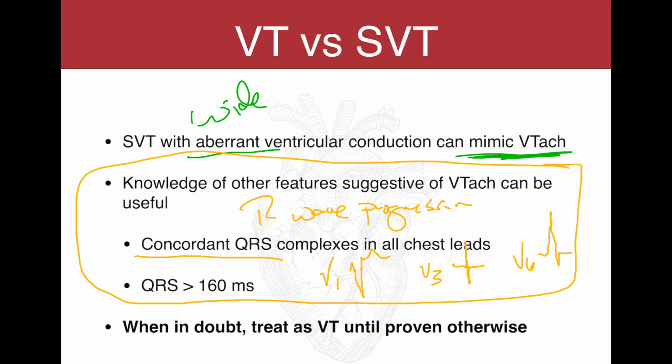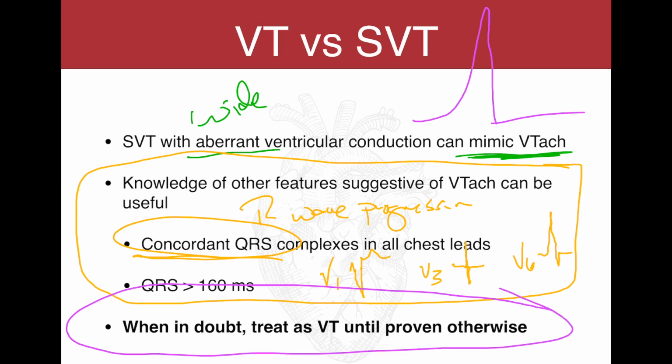So when we say that these QRS complexes are concordant throughout all the chest leads, we're saying that when the patient's in ventricular tachycardia, all of the chest leads will look essentially the same. They'll either all be positive or they'll all be negative. Now here is the thing that you do need to tune back in to listen to, and this is the statement down here that's in bold and now circled in purple. When you're in doubt between which of the two you're treating, you need to always treat it as ventricular tachycardia until you can prove otherwise.